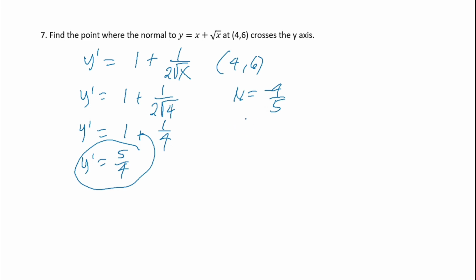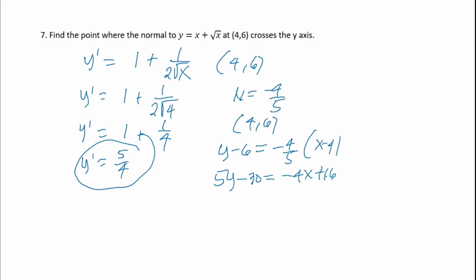So we have the point 4, 6. We need to find the equation of the normal and substitute when it crosses the y-axis. So y minus 6 is equal to negative 4 over 5 times x minus 4. So 5y minus 30 is equal to negative 4x plus 16.